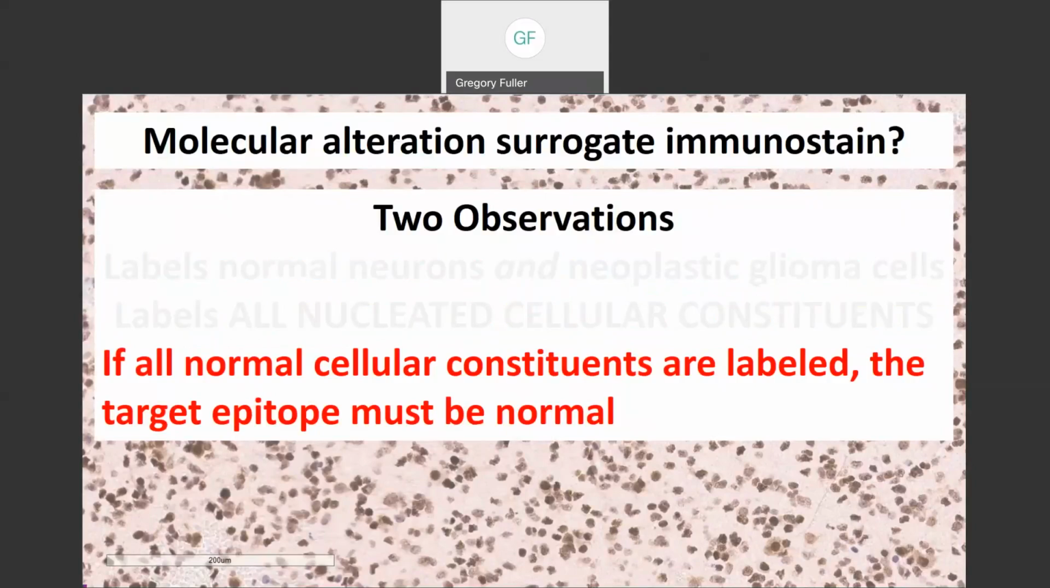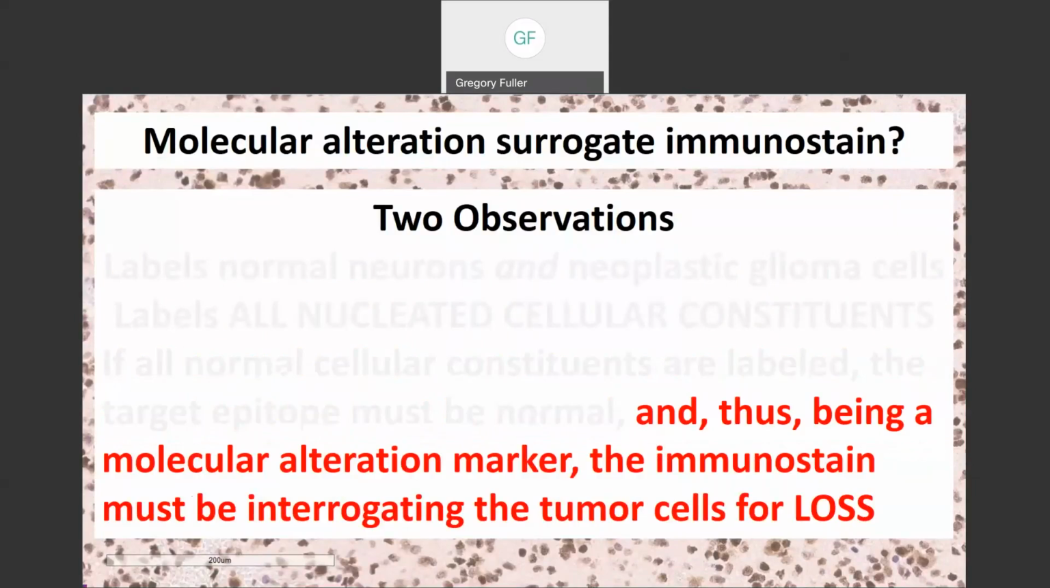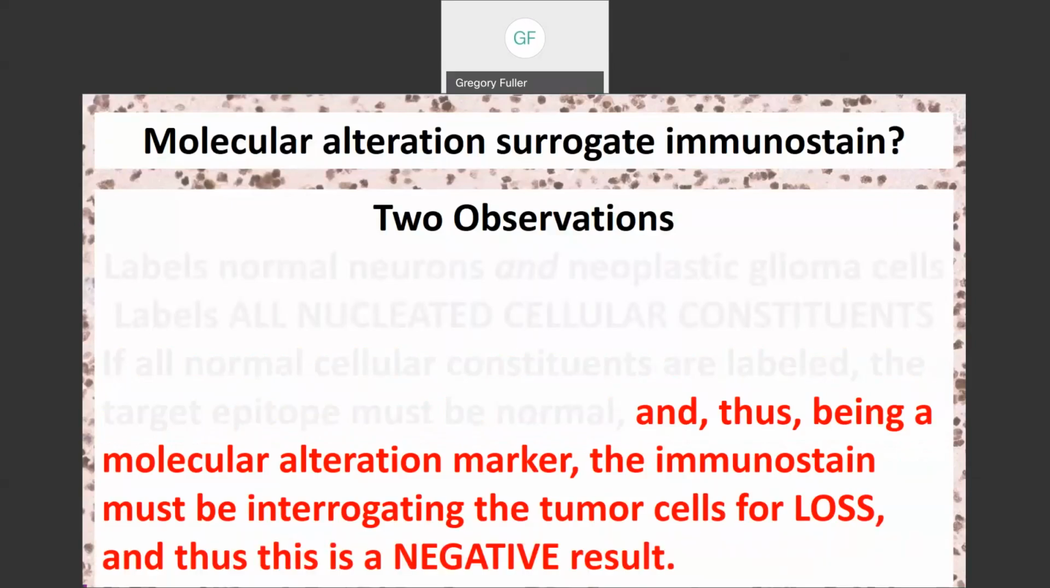If all normal cellular constituents are labeled, the target epitope must be normal. Look, if it's labeling all the normal cells, it has to be normal, meaning that the antibody is not looking for a mutant pathogenic protein. It's looking for loss of a marker. And thus, being a molecular alteration, the immunostain must be interrogating the tumor cells for loss, and thus this stain, this ATRX, is a negative result for the molecular marker that we're looking for. We're looking for loss of ATRX.